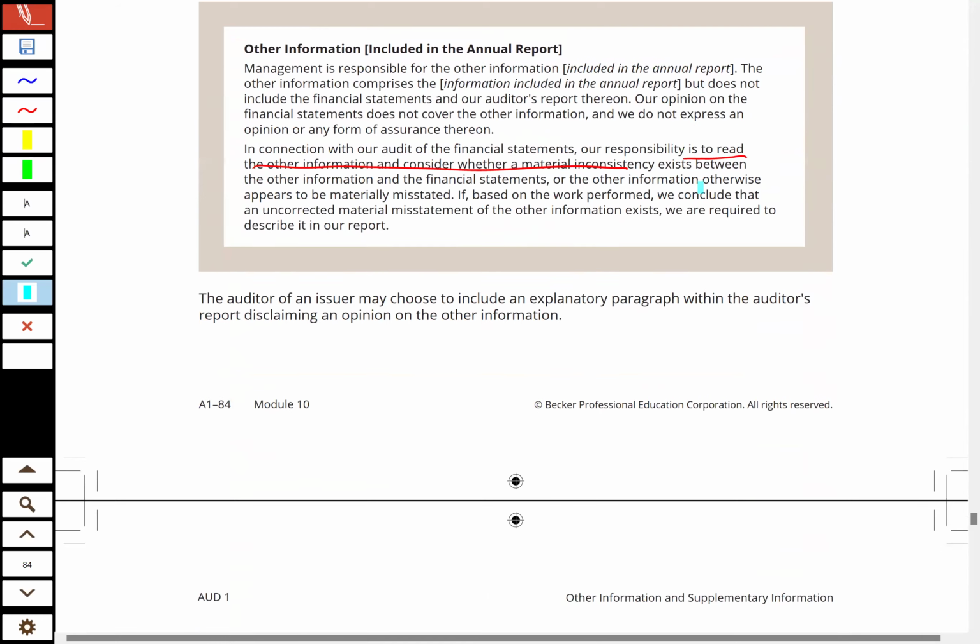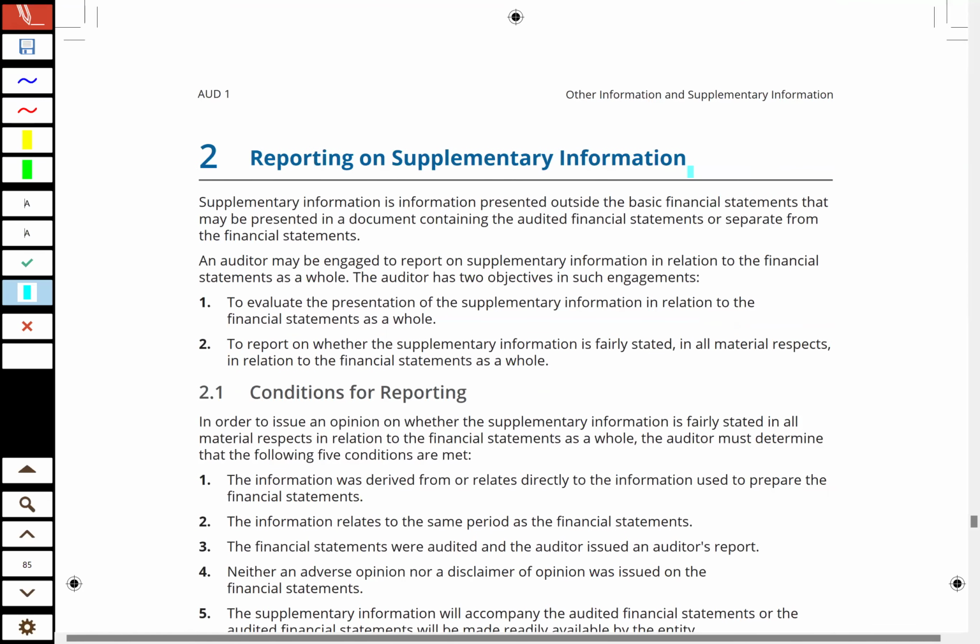Okay, and you come over, and we talk about reporting on supplemental information. Supplementary information is information presented outside the basic financial statements that may be presented in a document containing the audited financial statements or separate from the financial statements.